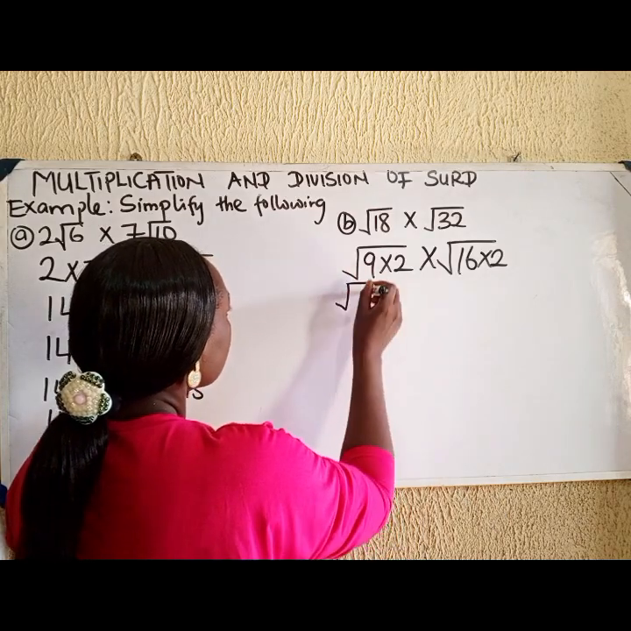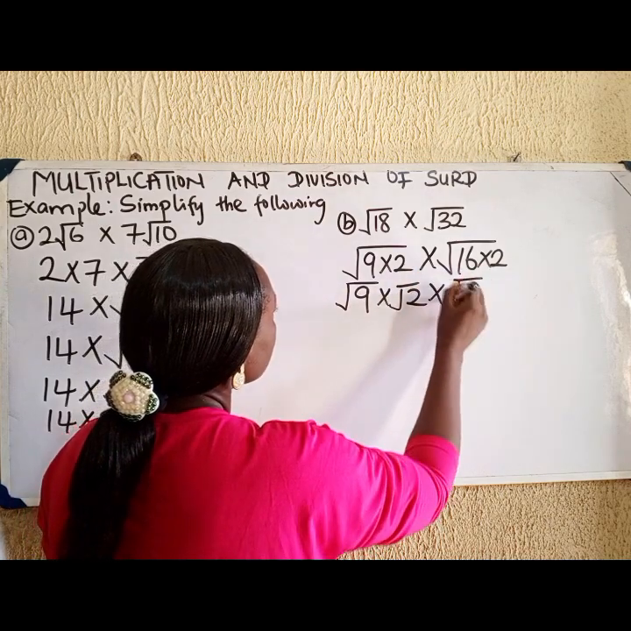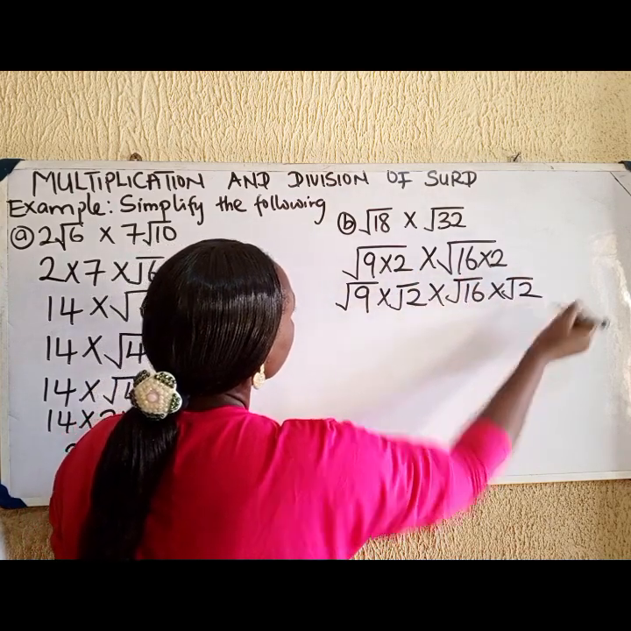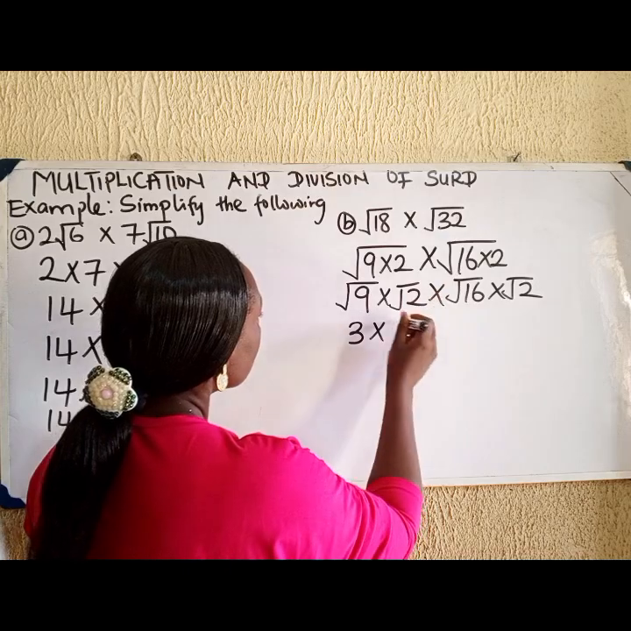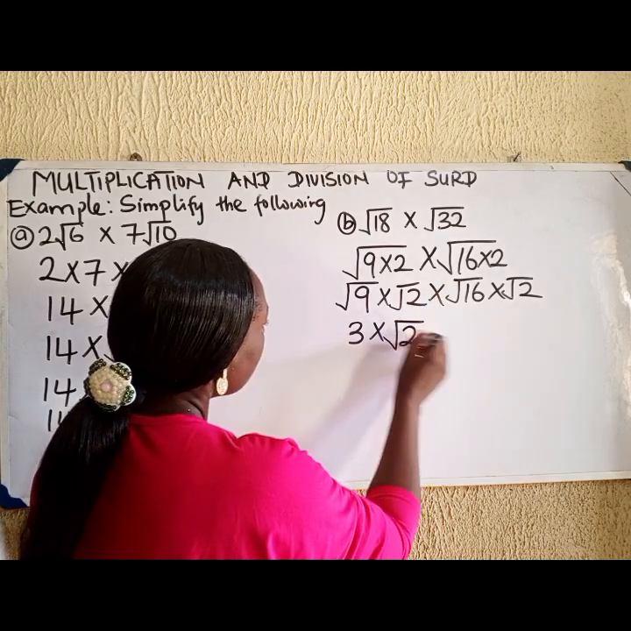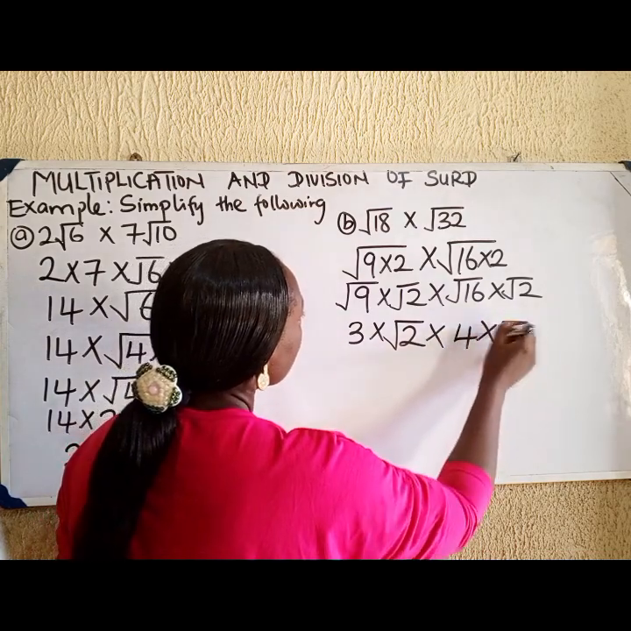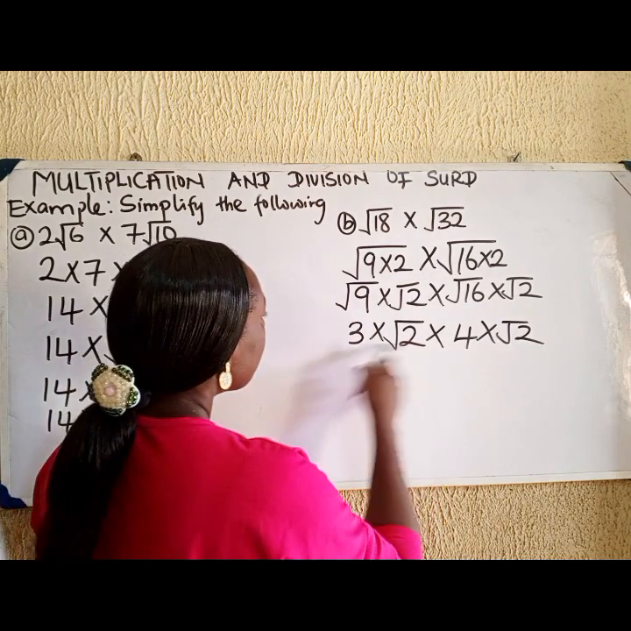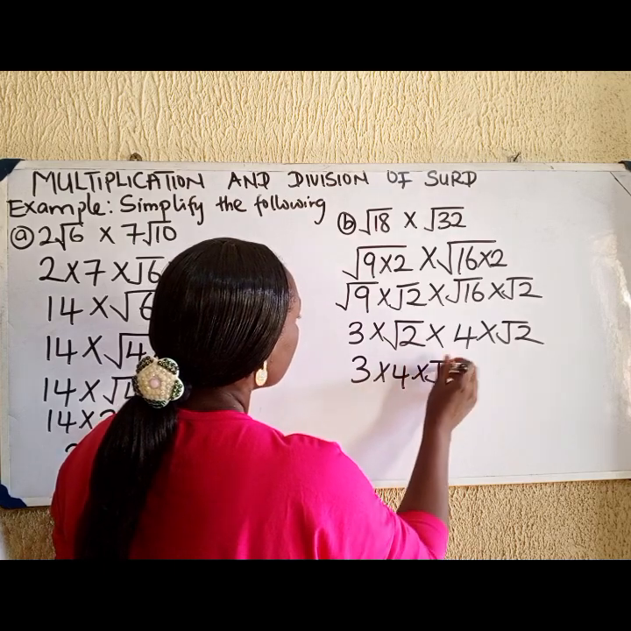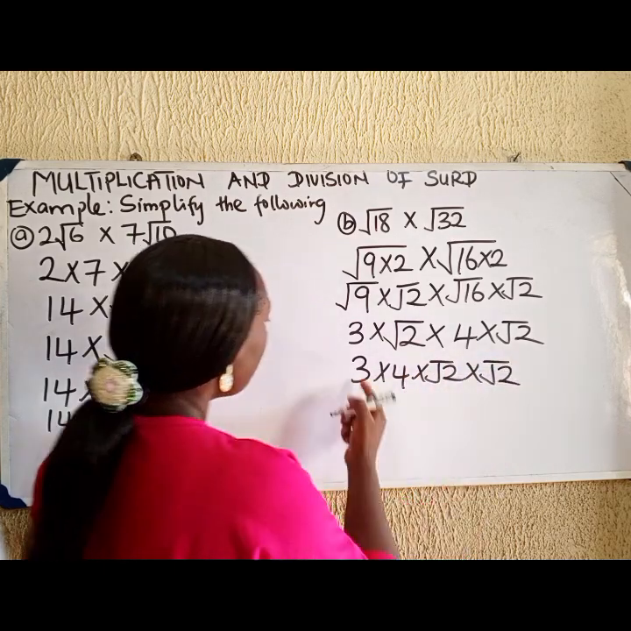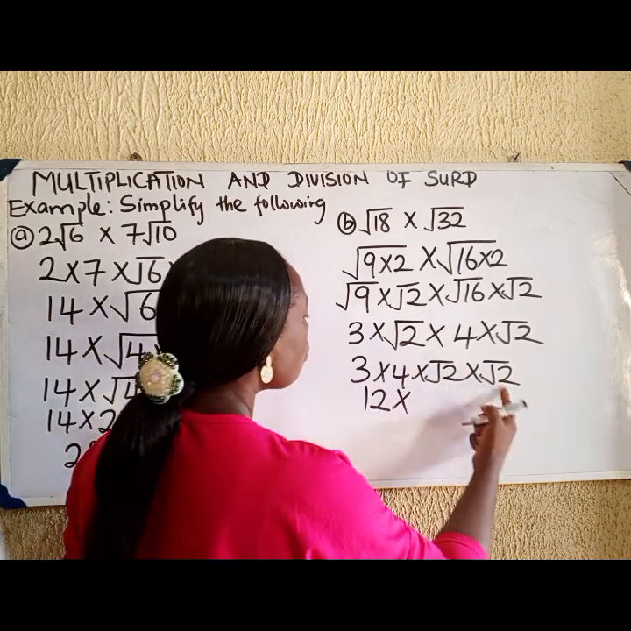And 9 and 2 will give me 18. I can put them in separate square roots as root 9 times root 2 times root 16 times root 2. The square root of 9 is what? 3 times root 2, because this one does not have a whole number as square root, so I will leave it in roots. Times the square root of 16, which is 4 times root 2. Now multiplying the numbers first before the roots, I have 3 times 4 times root 2 times root 2. 3 times 4 will give me 12 times root 2 times root 2.